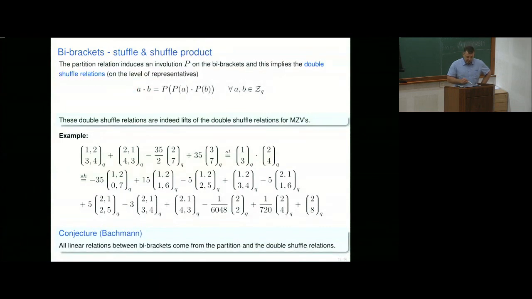For example, if you write down something like this, Gisbert will reckon that writing such an example on the blackboard might take very long. But you don't really need to understand why you have the 35/2 and so on. It's just to give you an impression that you get formulas, and the formulas get quite big, and you need to understand them from a higher point of view, because the individual relation tells you nothing. The conjecture by Bachmann is that all relations of the B brackets come from these kinds of relations.